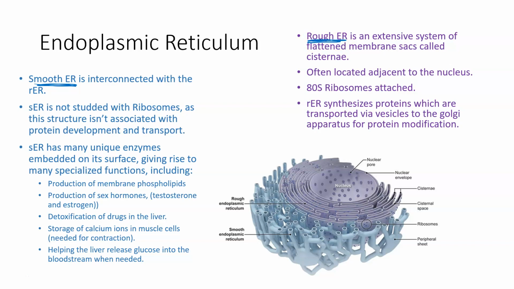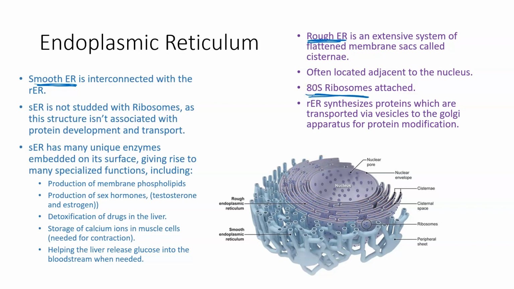There are two specific ERs because there are two specific functions associated with the ER. Endoplasmic reticulum on the rough side, which is where I'm going to start, is an extensive system of flattened membranes. Notice that this is kind of the purple side. The rough ER in this diagram is this purple, interconnected, flattened sacs that are associated with ribosomes.